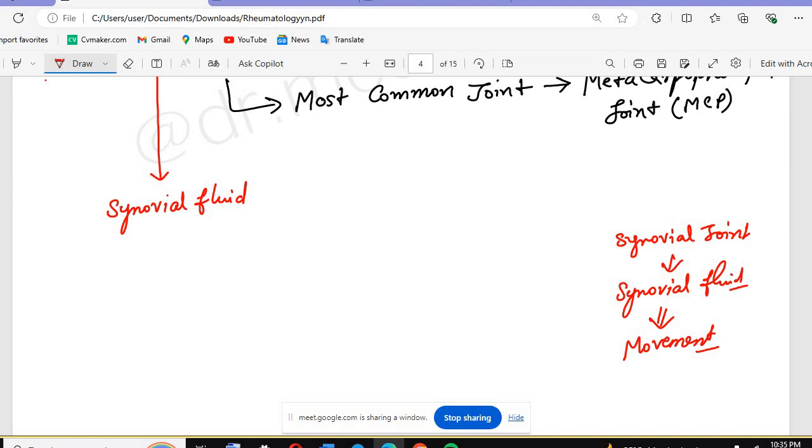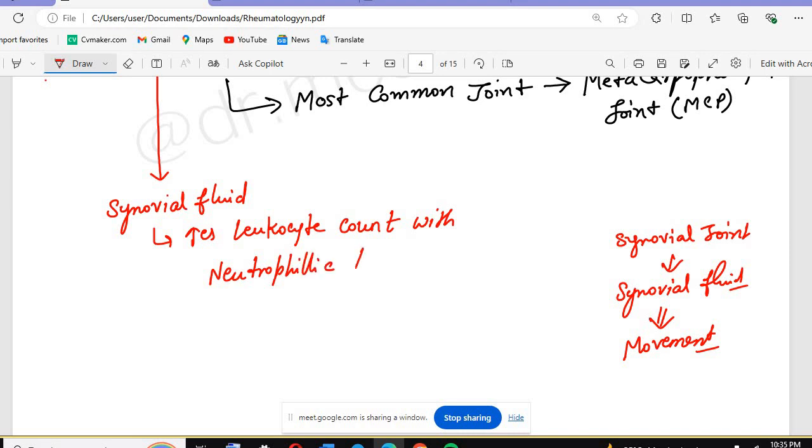In the synovial fluid you will see an increase in leukocyte count. Leukocytes are the WBCs: neutrophils, eosinophils, monocytes, lymphocytes and basophils. Along with that, which leukocyte would be more? That is neutrophilic leukocytosis, which we know also increases in bacterial conditions. So you will see neutrophilic predominance.